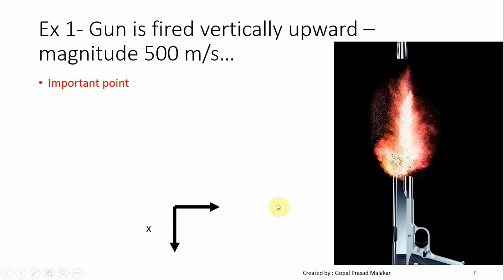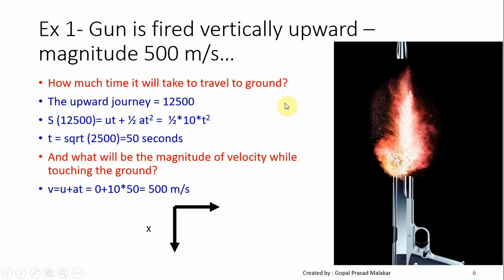So the 2 points that you need to understand: when you fired at 500 meters per second, by the time the bullet returned, again it gained that velocity. It took the same time to go up as to come down. In fact, 50 seconds to go up and 50 seconds to come down. In 100 seconds it came down, but with the same velocity, 500 meters per second.